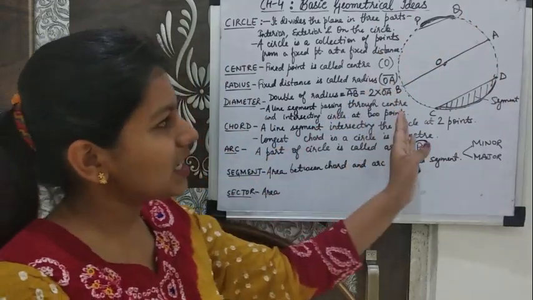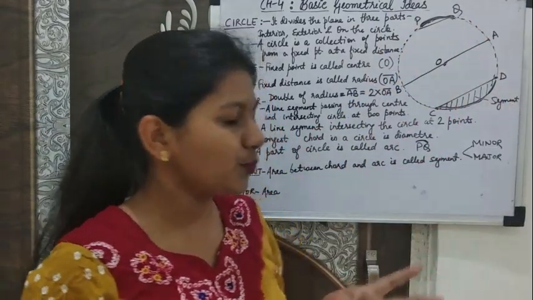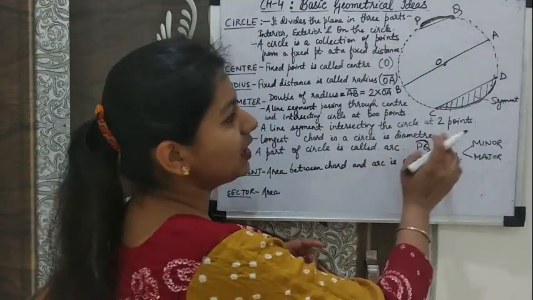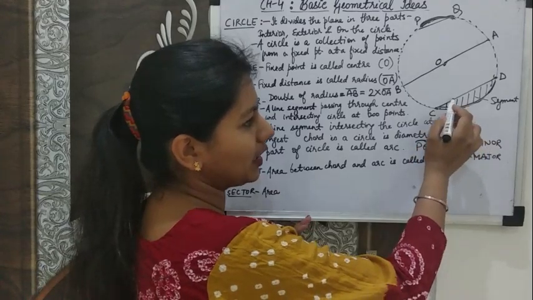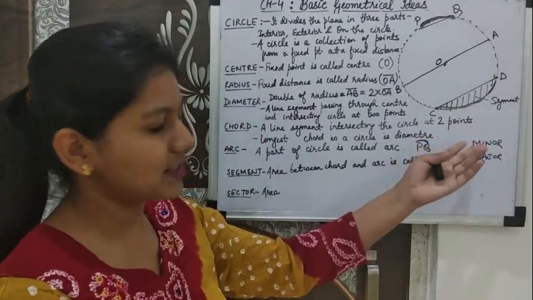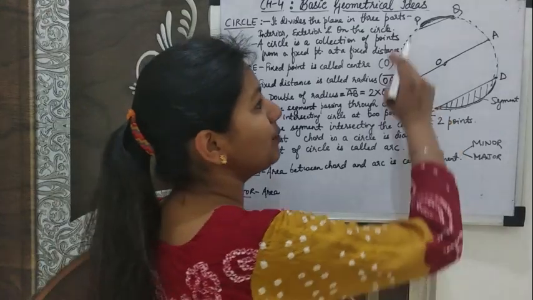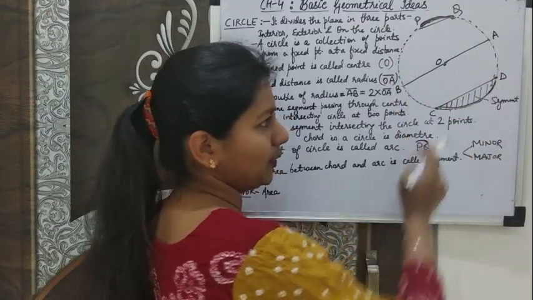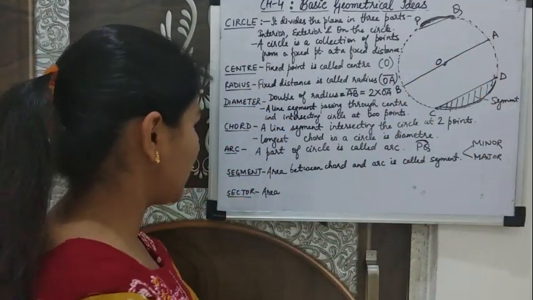The one that is bigger in size is the major arc, the one that is smaller is the minor arc. So if the area is between minor arc and chord, then it is minor segment. If the area is between major arc and chord, then it is called major segment.